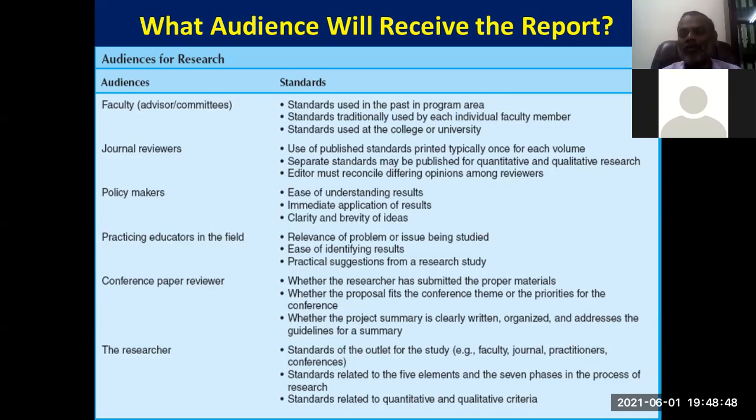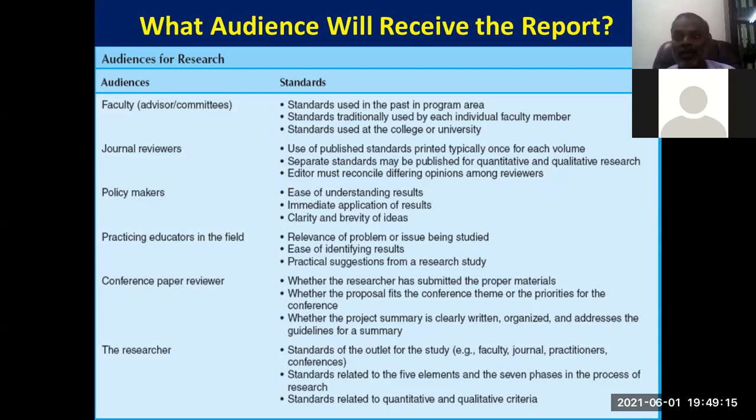So there is a reporting format already available for faculty related research. For example, if you are doing a master thesis, if you are doing master research, then there is a format available. You can get the format from the faculty team, those who are going to supervise. So it's better to use the standard format available from the program area than the standards traditionally used by each individual faculty member.